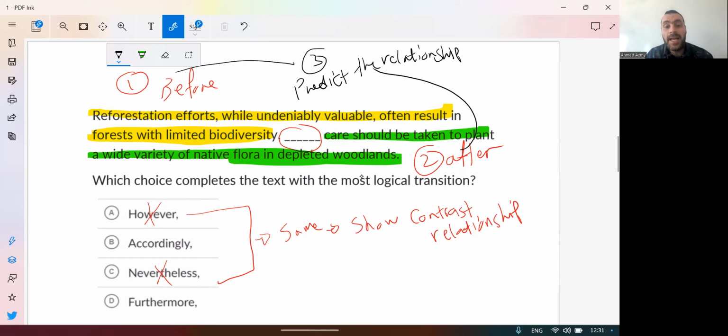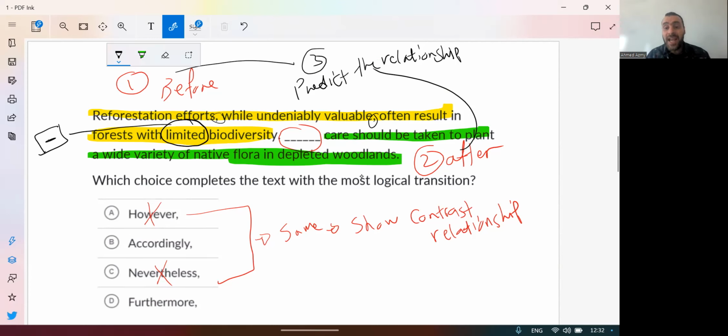Reforestation efforts, while undeniably valuable. By the way, this is an interrupter between two commas, as if it's not there. You can eliminate it. Although it's valuable, the reforestation efforts often result in forests with limited biodiversity. Limited biodiversity. Is this positive or negative? Yeah, that's a negative word, limited. So the reforestation causes limited biodiversity. That's negative.